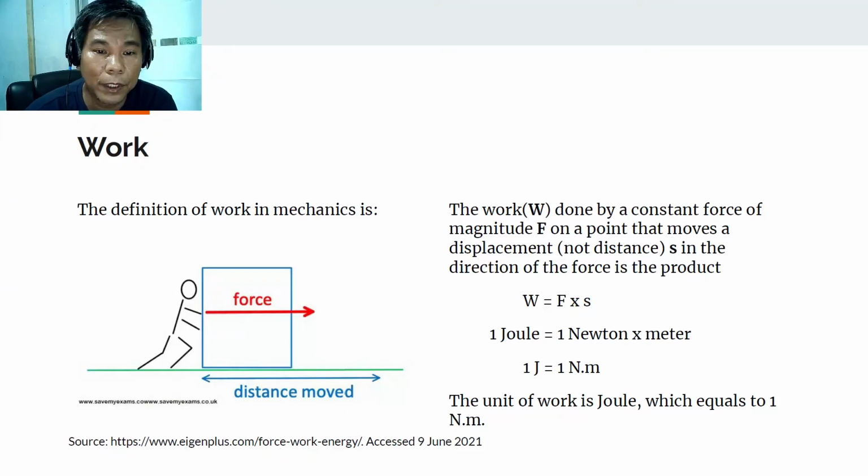So the definition of work in mechanics is this: the work done by a constant force of magnitude F on a point that moves a displacement S in the direction of the force is the product of the force and the displacement S. So work is simply the force F times the displacement S. The unit for work is the joule. One joule is force in Newtons times distance in meters. So 1 J is equal to 1 N·m. The unit of work is the joule, which is equal to 1 Newton meter.